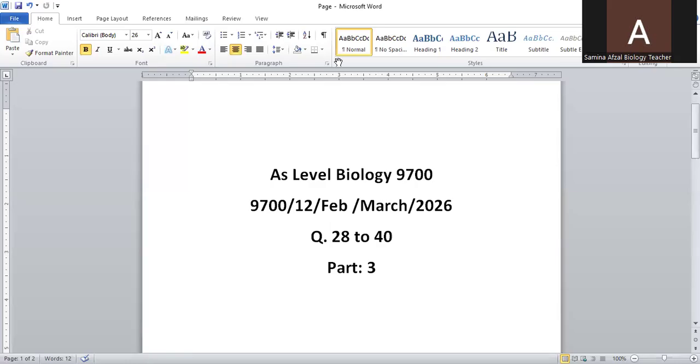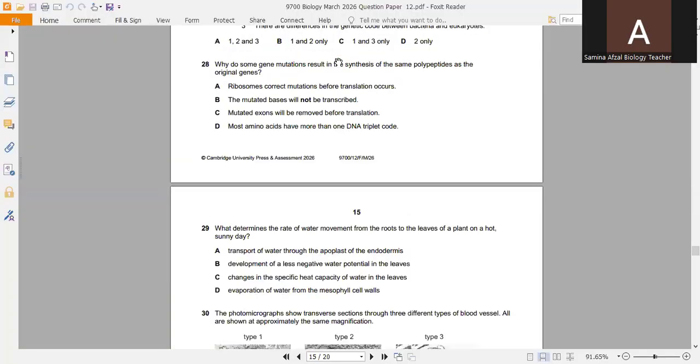AS Level Biology 9700, Paper 1, Variant 2, February March 2026. This is the last and third video on this paper, in which we are going to discuss question number 28 to 40. Question number 28 is, why do some mutations result in the synthesis of the same polypeptide as the original gene?